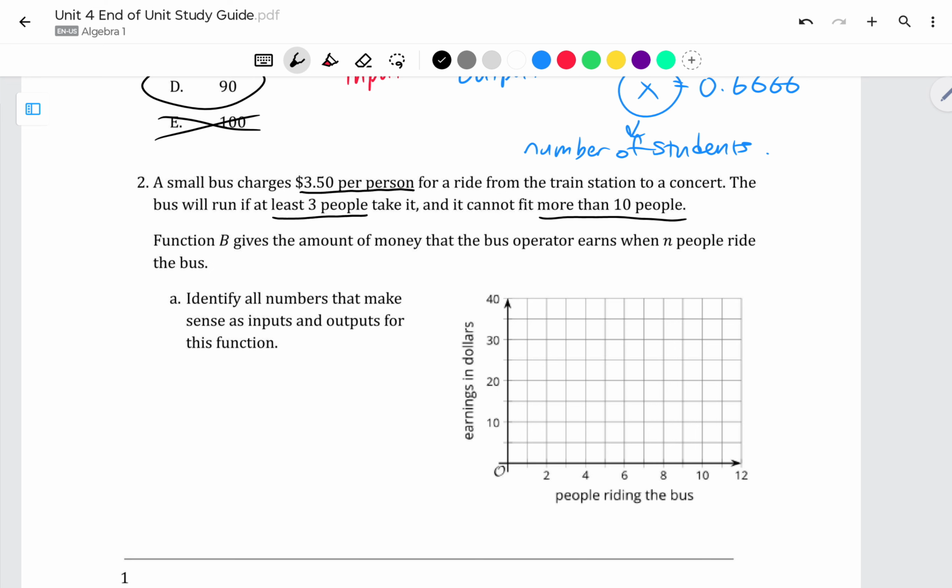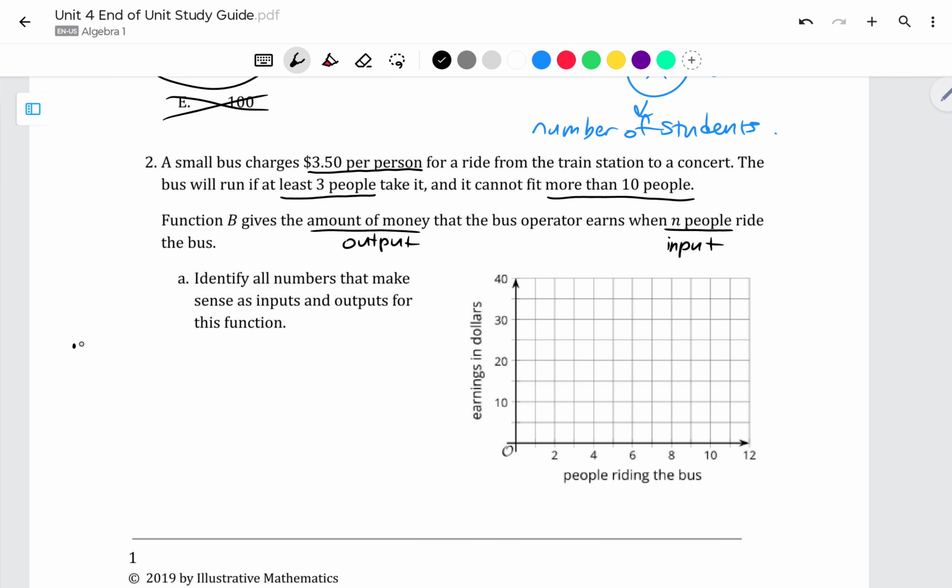The function b gives the amount of money that the bus operator earns when n people ride the bus. So amount of money, output. N people, inputs. Identify all numbers that make sense as inputs and outputs for this function. So what's the domain here? Or possible inputs, right? And you could just list it.